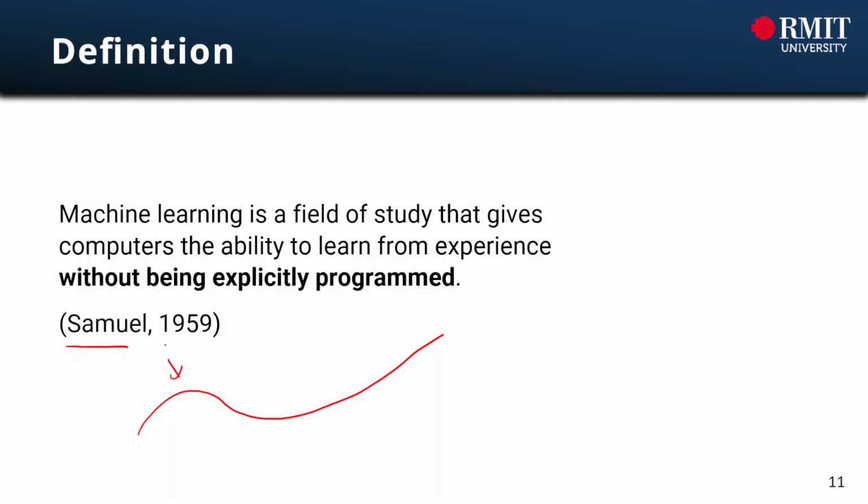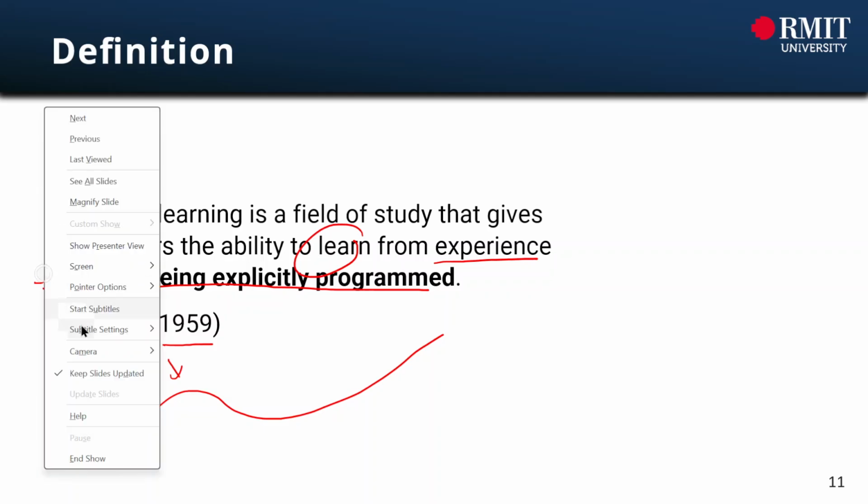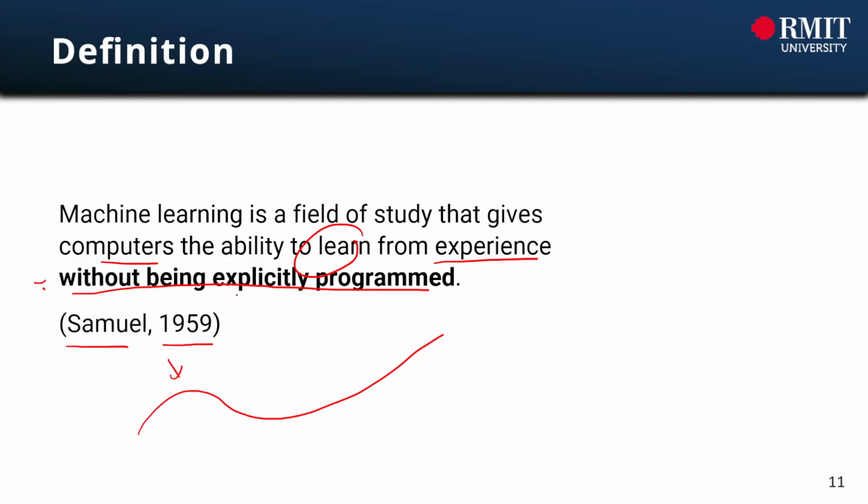And in one of his articles published in this year, he mentioned that machine learning is the field of study that gives machines the ability to learn from experience without being explicitly programmed. So the key point in this definition is this one. I made it bold: without being explicitly programmed.